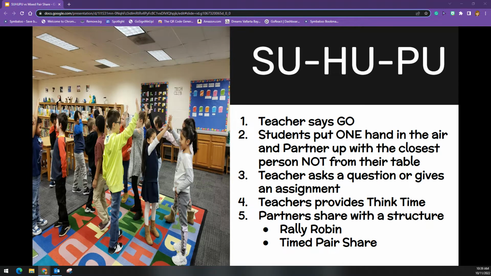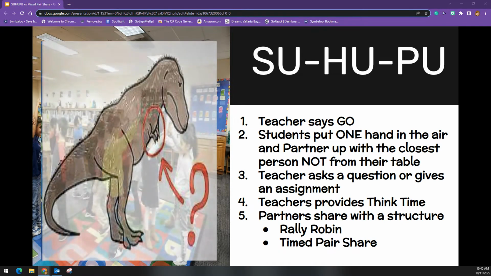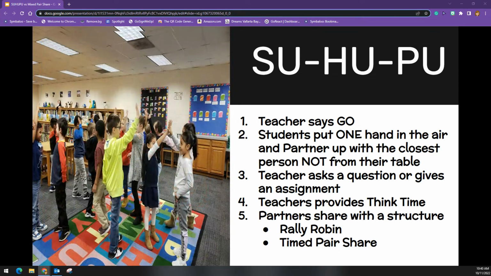In stand up, hand up, pair up, the teacher says go, and students know to put their hands up and quickly pair up. Their hands must be high, no T-Rex hands, because if they have short little hands, other people can't know if they need a partner. They find the closest partner who is not at their table. The idea here is to get students sharing information with different class partners.